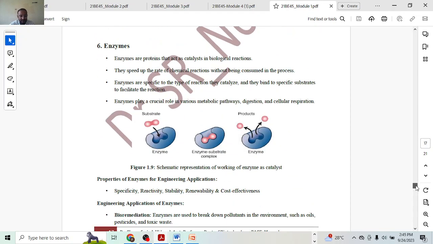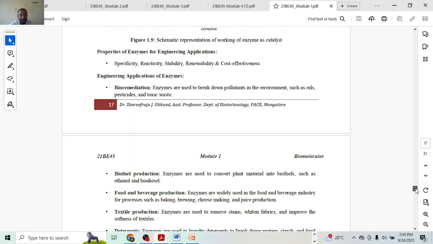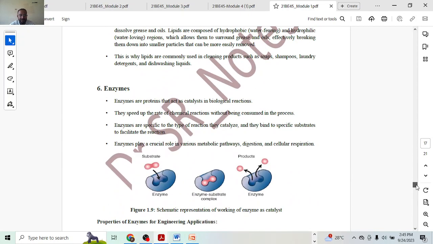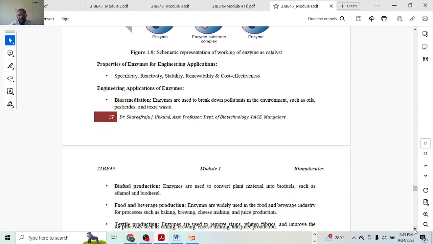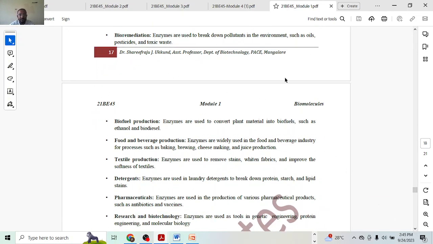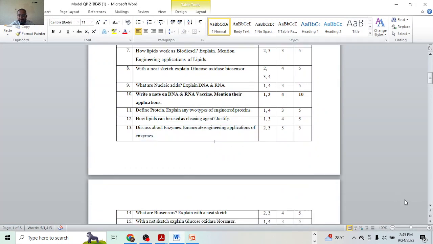Understanding? So enzymes, give the detailed explanation, then the engineering applications of enzymes. So here, for the 2 marks, 1 mark might be for your explanation of enzymes, and 1 mark will be for your diagram. Then for enumerate, that means you have to list out these particular engineering applications of the enzymes. So that was the 13th question.